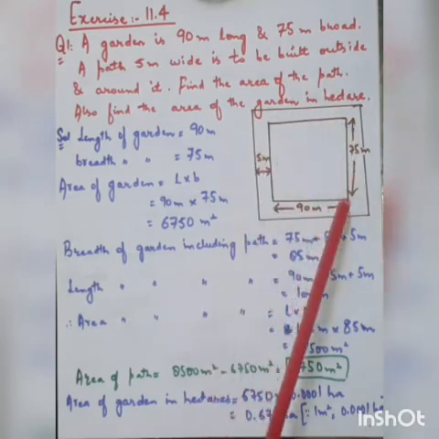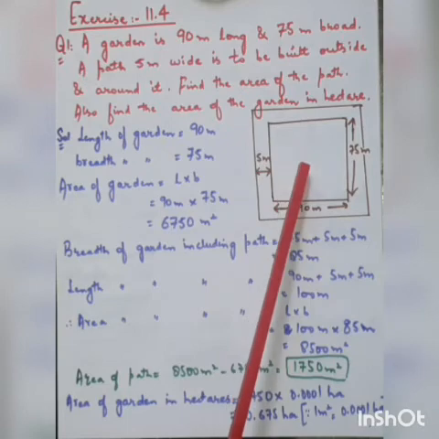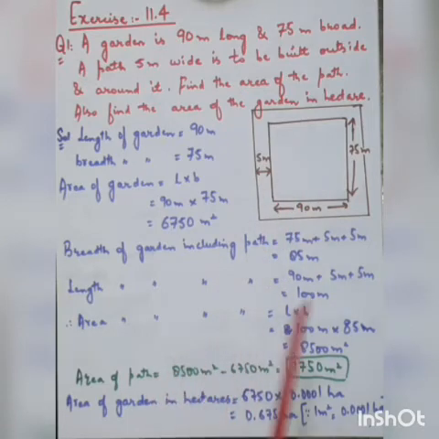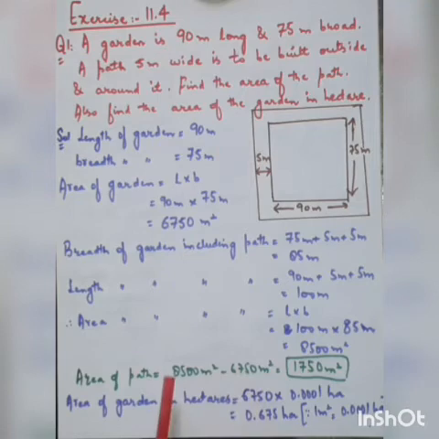So area of path will be equal to the area of the whole region minus area of this garden. So area of this whole region is 8500 meter square minus area of garden is 6750 meter square. So when we will subtract this 6750 from this 8500, we'll get 1750 meter square. It means area of this path is 1750 meter square.